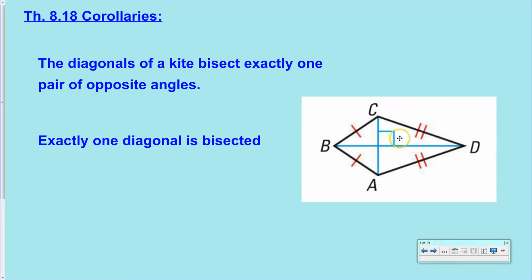The second part of the corollary is about this diagonal right here. Now this diagonal is clearly not split in half, but this one has a set of congruent triangles and it is a corresponding leg from one triangle to another. So that length is the same. So the corollary, very quickly using the hypotenuse leg theorem, is that exactly one of the diagonals, but not both, is bisected.